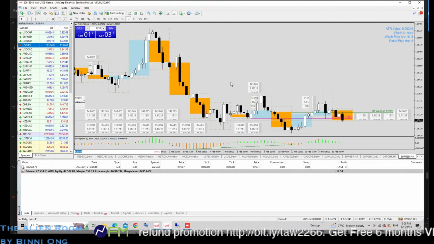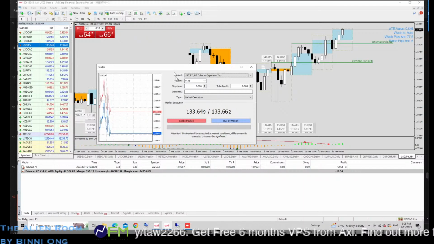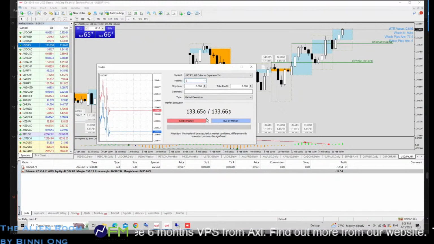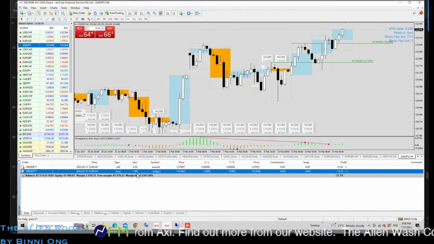You can just go here, type dollar yen, and then click a button. Press F9, and this time I want to click one lot. I'm going to just buy at market. You can see one lot in yen. Let me just close this one here.